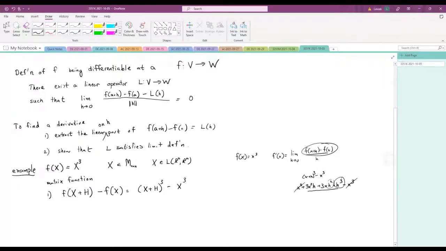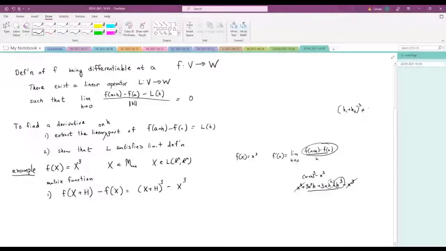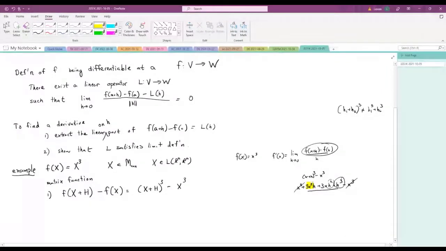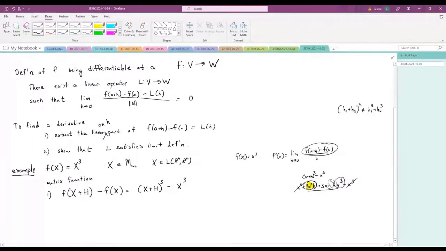Because that's not linear. h1 plus h2, say, cubed is not the same thing as h1 cubed plus h2 cubed. So it's not a linear thing. So this over here is the only linear term acting on h, because a simple multiplication of h is a linear thing. So my guess would be that this is the linear part of this difference.